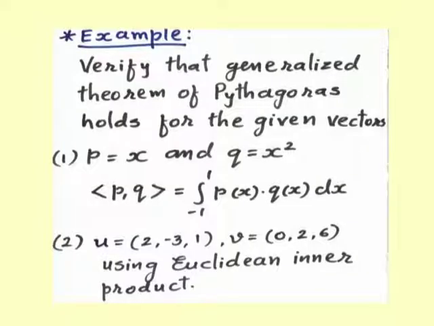And similarly, for the second example, here we are given two vectors u and v, and we have to use the Euclidean inner product on R3. So for this example, first of all, find the inner product of u and v, that is u dot v. First of all, show that these two vectors u and v are orthogonal. Then we write the statement of the Pythagoras theorem and then verify this theorem.